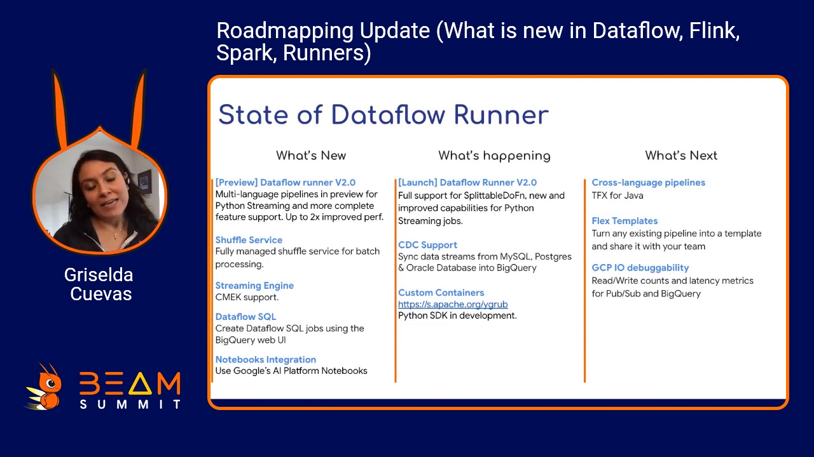In terms of what's happening now with Dataflow Runner v2, we are working on full support for splittable DoFn and also new and improved capabilities for Python streaming. So as we continue to work on that, the functionalities in the Python SDK for streaming will come to close the gaps that we have with Java. Other new releases: we now have a fully managed Shuffle service for batch jobs. And for the streaming engine, we now support customer-managed encryption keys. So those are also big improvements.